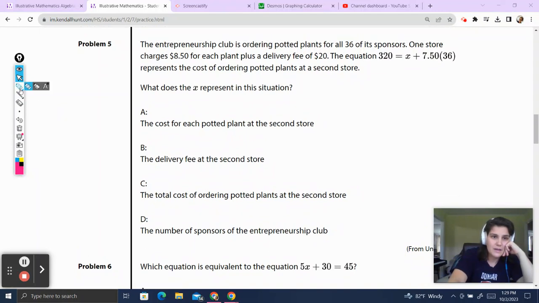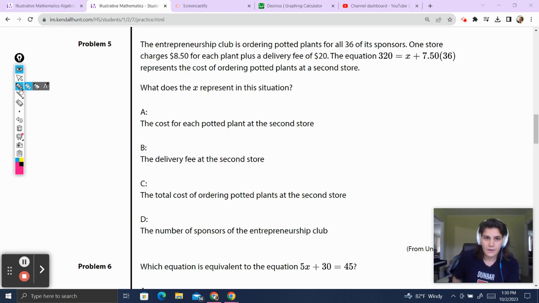Problem number 5. The Entrepreneurship Club is ordering potted plants for all 36 of its sponsors. One store charges $8.50 for each plant, plus a delivery fee of $20. The equation 320 is equal to x plus 350 times 36 represents the cost of ordering a potted plant at the second store. What does x represent in this equation?